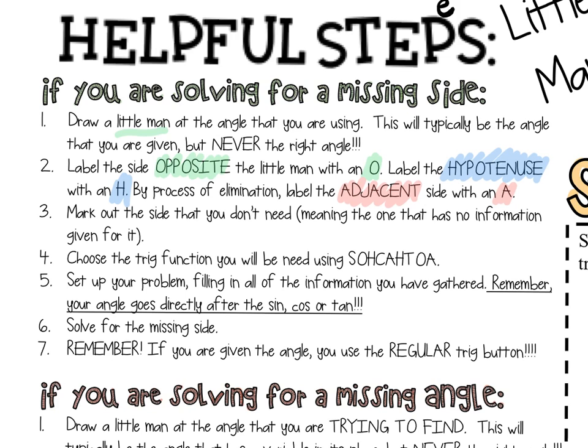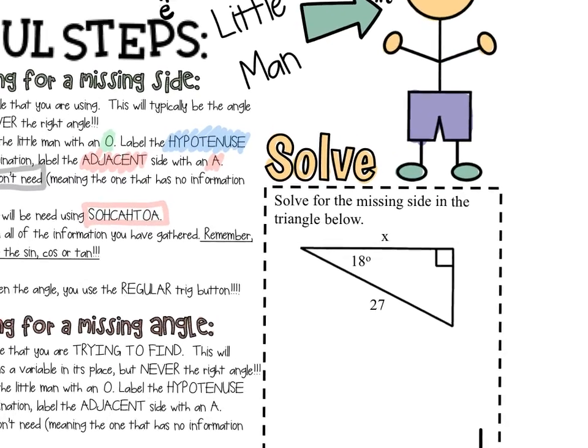And then we're going to be writing our formula, and then from there, we'll be using our SOHCAHTOA. A lot of times you're not going to have all full values, so we're just going to mark out the side that we don't need. And from there, we're going to set up our problem and then finally solve for the missing side. So let's look through an example right here.